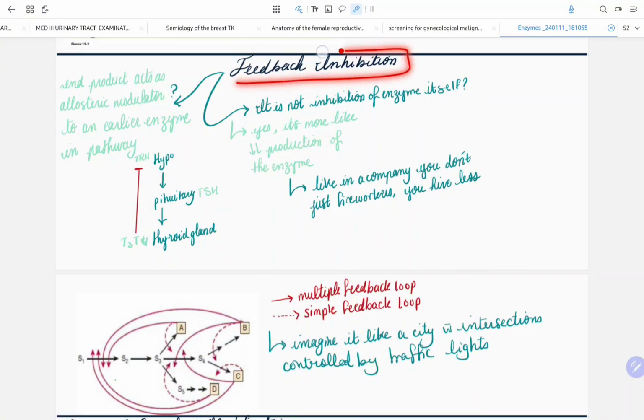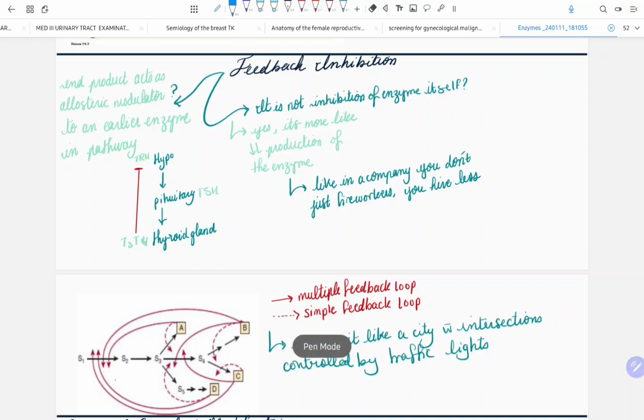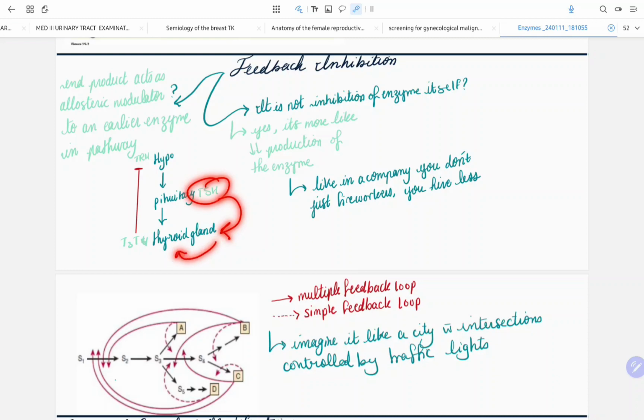So, what is feedback inhibition? I'll give you an example of hormones that are found within our body. In our brain, we have the hypothalamus and the pituitary gland. The hypothalamus secretes something called thyrotropin-releasing hormone. It goes to the pituitary gland and activates it, and the pituitary thus releases thyroid stimulating hormone. Thyroid stimulating hormone then goes to the thyroid gland, and the thyroid gland is activated to release T3 and T4.